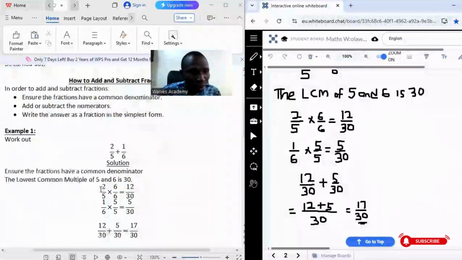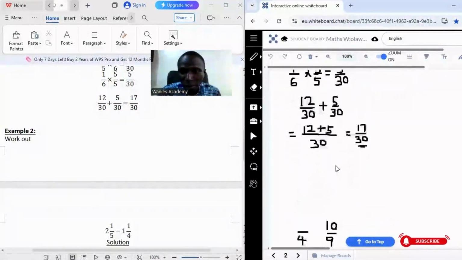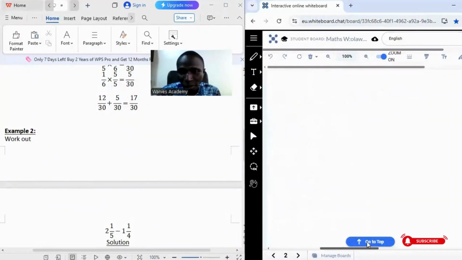All right, so let's move on to the second example. We have, all right, example 2.